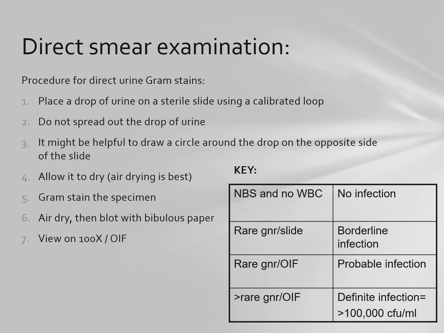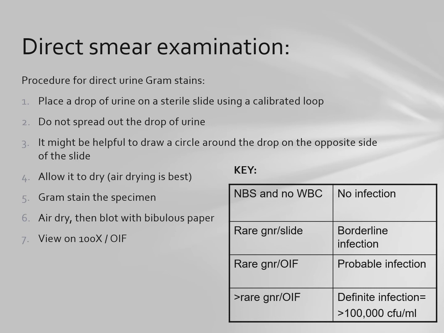If there is a rare bacteria or gram-negative rod, usually it's a gram-negative rod, per slide, then we have a borderline infection. If you see a rare gram-negative rod per oil immersion field, it's a probable infection. And if you see more than rare gram-negative rods, or whatever the bacteria is, per oil immersion field, it is a definite infection, and it correlates with a colony count of greater than 100,000.